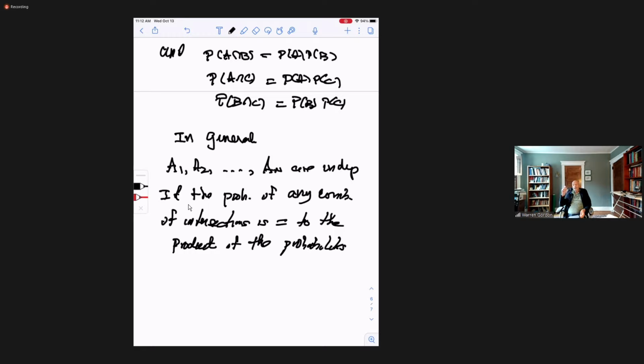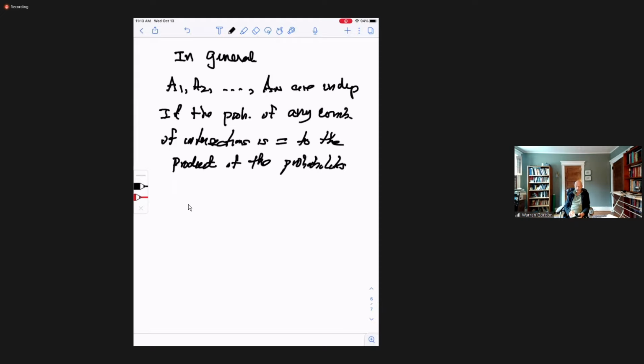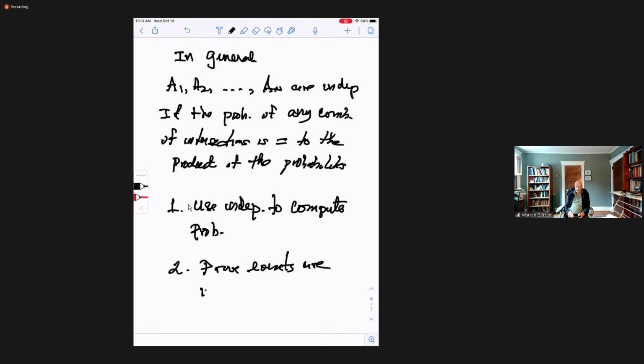Okay. So there are two kinds of problems that can arise. So here are the two typical problems. Problem number one, use independence to compute probabilities. And number two, prove events are independent. Meaning we have to prove that the probability of the intersection is equal to the product of the individual probabilities. Those are the two typical problems that can arise.